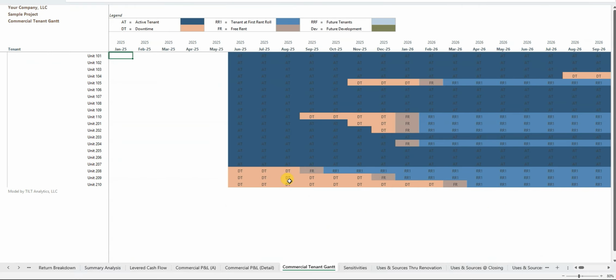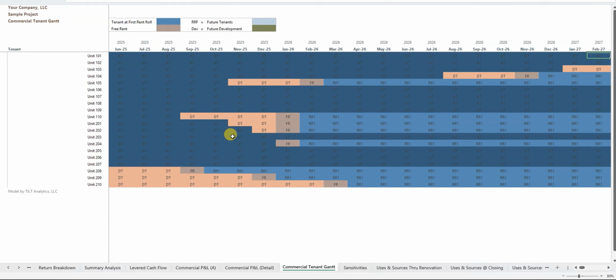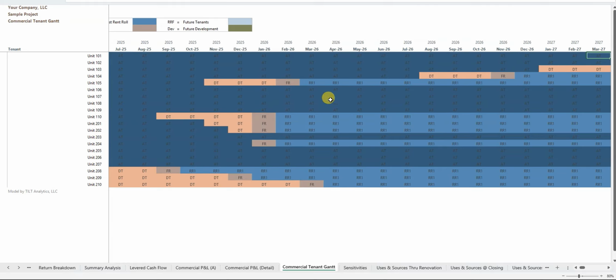This commercial tenant Gantt chart is basically just a look at the status of each unit over time. So AT would be your active tenant. You got some downtime here. You got a period of month of free rent, and then your first tenant renewal or your first tenant replacement rather after the active tenant, and so on.